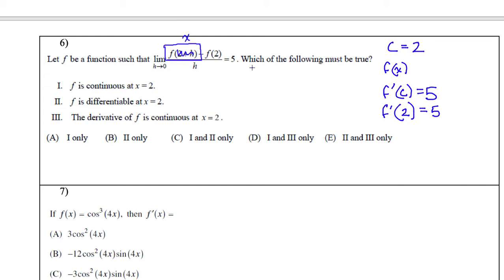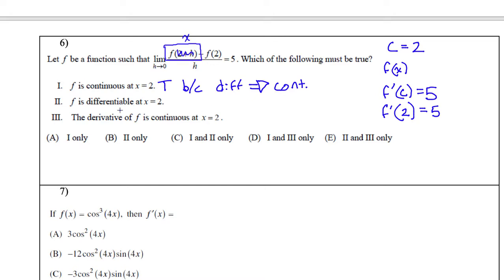So now I'm asking, which of the following have to be true? They have to be true. Well, is it continuous? If I take the derivative, am I continuous? Yes. If I'm differentiable, if I'm taking the derivative, I automatically am continuous. So this is true, because if I'm differentiable, if I can take the derivative, that always implies that I'm also continuous. I can't take the derivative if I'm not continuous.